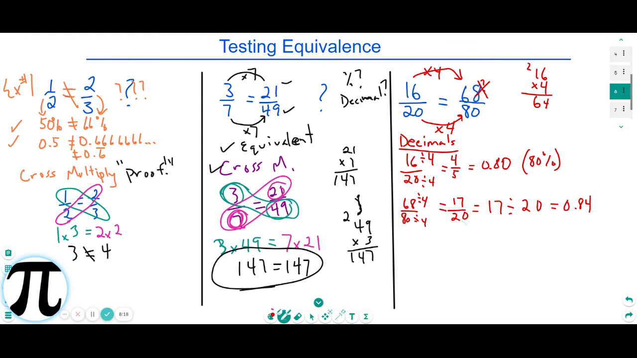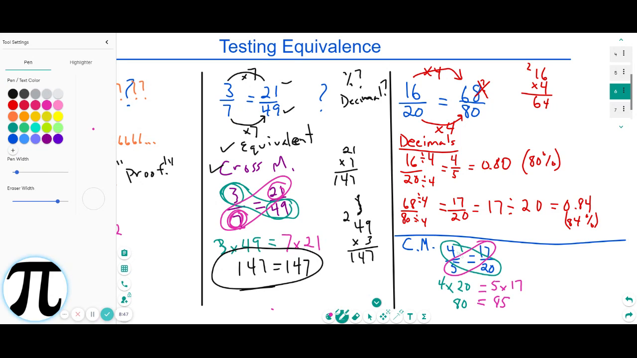Now, over here, we have 68, and again, I reduced it by 4. I got 17 out of 20. I can't reduce that any further. But I do know that 17 divided by 20, that's what fractions is. Fractions is division. That's 0.84, or in other words, 84%. Okay, so right now, I really know that these two are not equivalent. However, I'll pause the video one more time, and I will show you how I can do this with cross multiplying, okay?